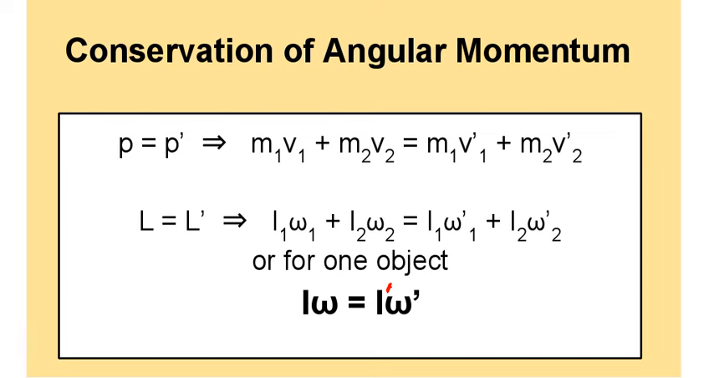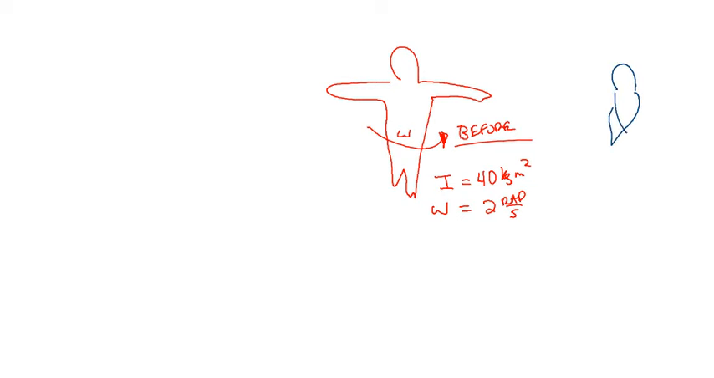Let's do one of these real quick. We'll just make up some numbers. Here is the skater. She's got her arms out and she's spinning. Just to make this easy, let's say that I is equal to 40 kilogram meter squared. Don't know if that's a good number or not. She is spinning at 2 radians per second. Okay, so that's the before picture. Then she decides to pull her arms in, and so now she's like this.